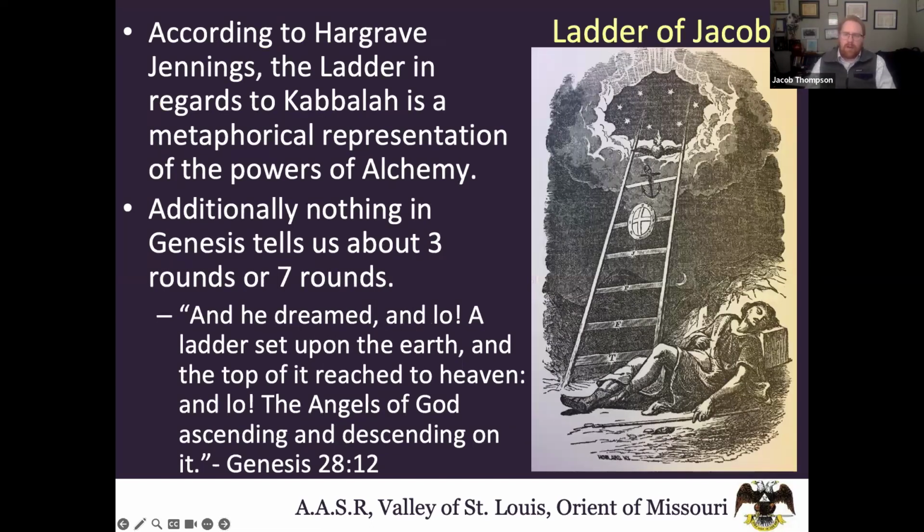Pike does take a moment to discuss the ladder of Jacob. According to Hargrave Jennings, Pike talks about the fact that the ladder, in regards to the Kabbalah, is a metaphorical representation of the powers of alchemy. And Pike discusses it a little bit. He takes about a page to do it. But he does point out the fact that there is nothing in Genesis that tells us how many rungs are on the ladder, whether it's 3 or 7 or whatever it may be. Genesis 28:12 tells us only, and he dreamed, and lo, a ladder was set upon the earth, and the top of it reached to heaven, and lo, the angels of God ascending and descending it.